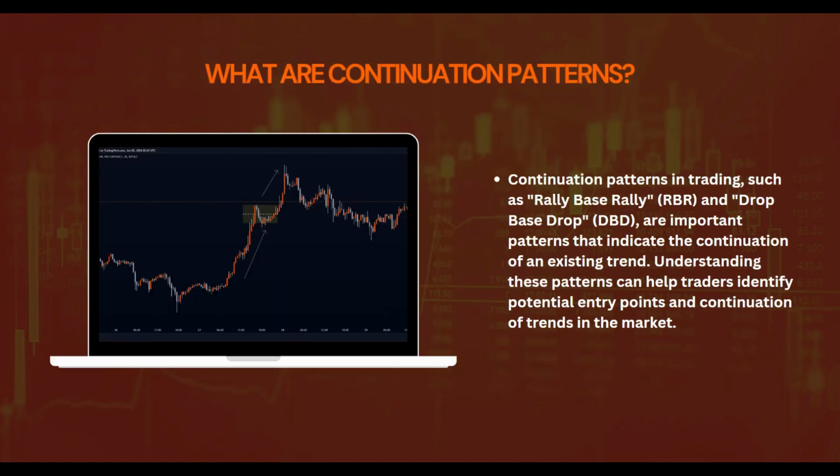Okay, so what are continuation patterns? Continuation patterns in trading, such as rally base rally, which is RBR, and drop base drop, DBD, are important patterns that indicate the continuation of an existing trend. Understanding these patterns can help traders to identify potential entry points and continuations of trends in the market.